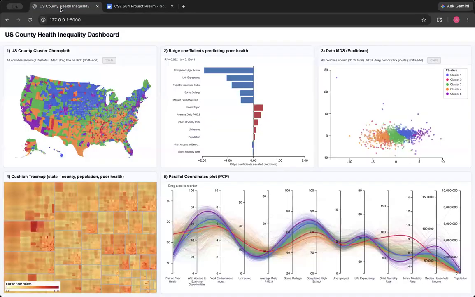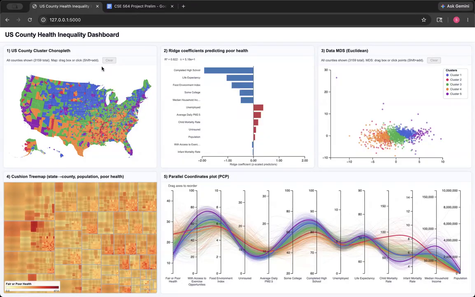So coming back to the dashboard, we have five main panels. We have a US county cluster choropleth, a ridge regression coefficient chart, an MDS projection, a treemap, and parallel coordinates plots. So coming to the first visualization, which is the US county cluster choropleth.